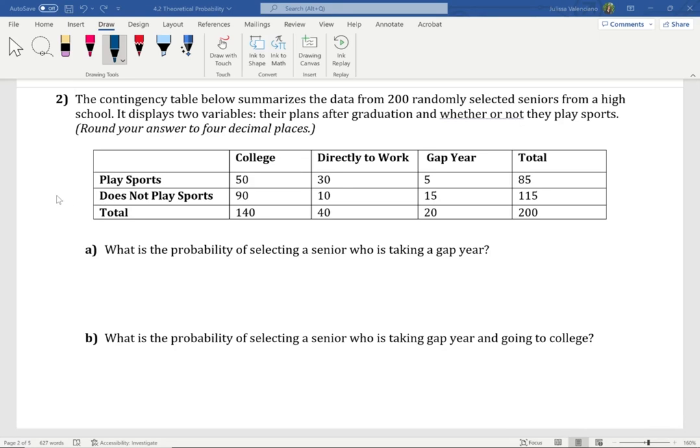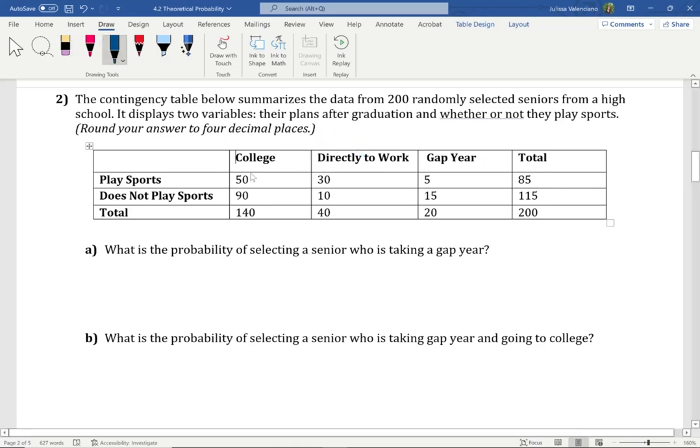One thing to mention is that if a senior says that they play sports, if they're in this category here, then they're not going to be in the category does not play sports. So it's either one or the other. One senior cannot be in both categories. We're going to assume that is the case for the other variable. A senior is either going to go to college, directly to work, or take a gap year. We're not going to have a senior under 2 categories. Each senior has to select one category. So that's going to be important for some of the probabilities that we're going to compute.